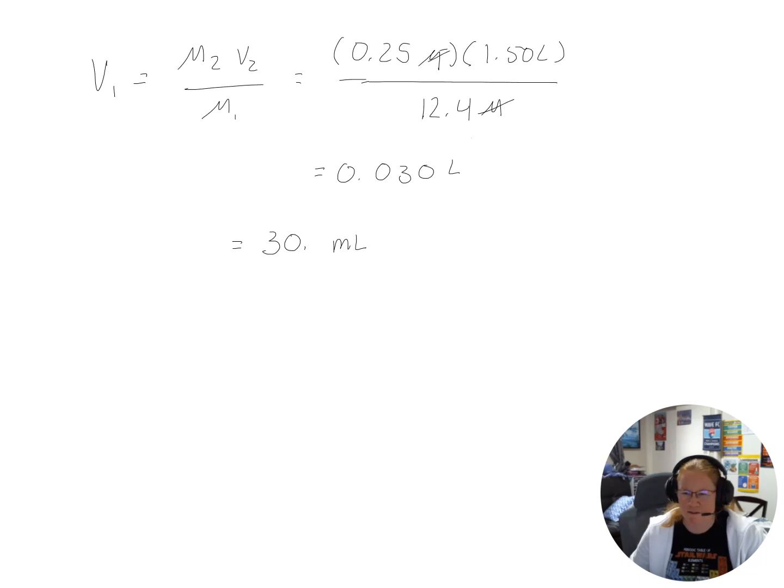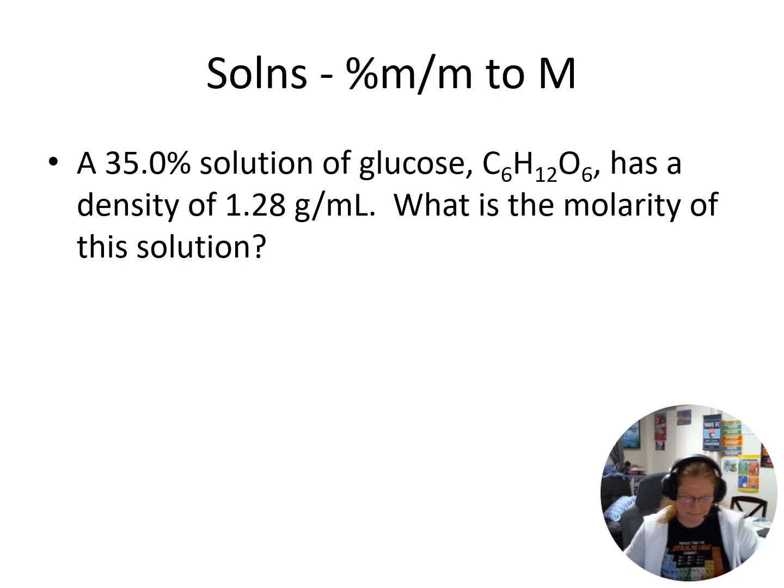Or I would use a volumetric flask where my volume would be the 1.5 liters. In the flask, I would pour in my 30 mils of my acid, and then we would go from there. Usually though, you want to add concentrated acid to water, so you'd probably half fill the flask with some water, and then you'd add the acid in, get it all mixed up, and then finish filling it up with water. Okay. All right, let's take a look at another problem.